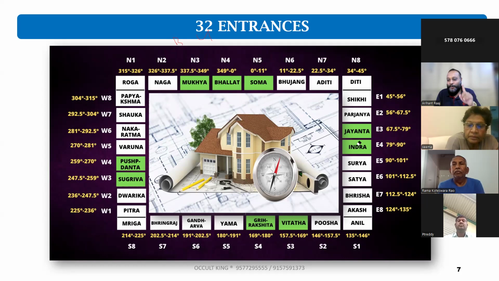Understood? One bullet, two birds. I can take the benefit of Jayanta and also Indra. Likewise, if I install at 169 degrees, I can get the result of Vithata as well as Grathkast, which is S3 and S4. And W3 and W4, I can install at 259 degrees, exactly middle, which means I can have the effects of Sugriva as well as Pushpadanta.